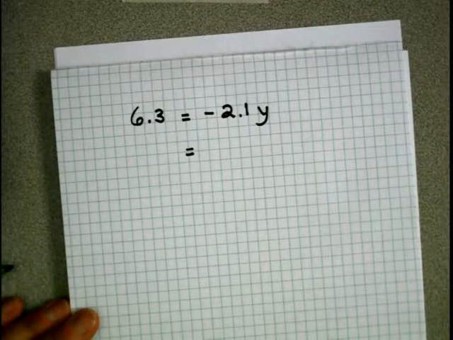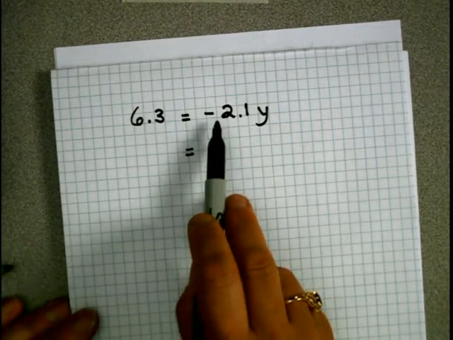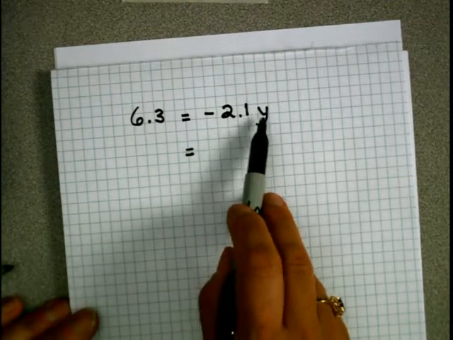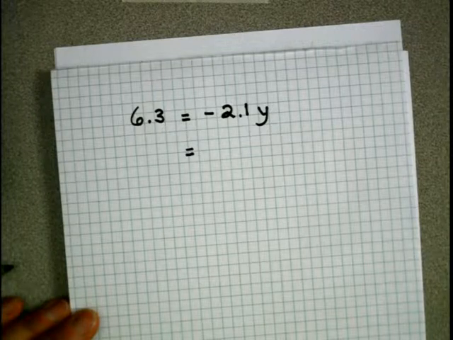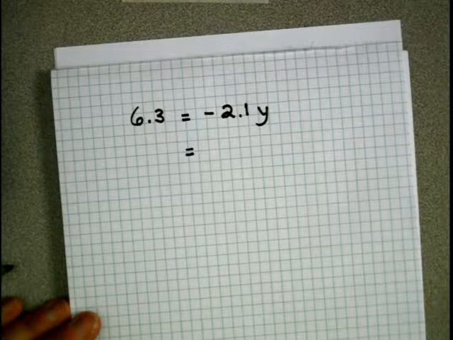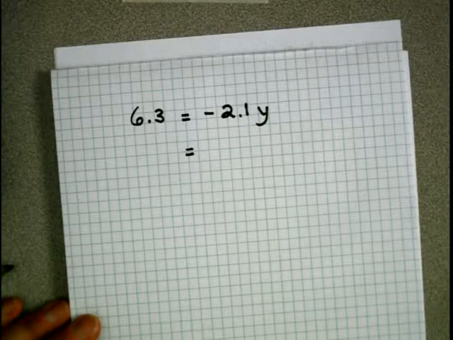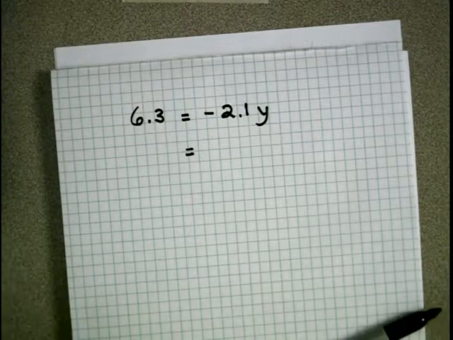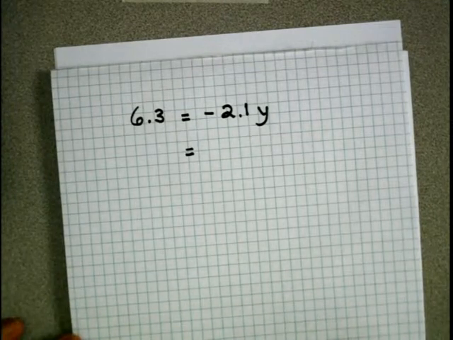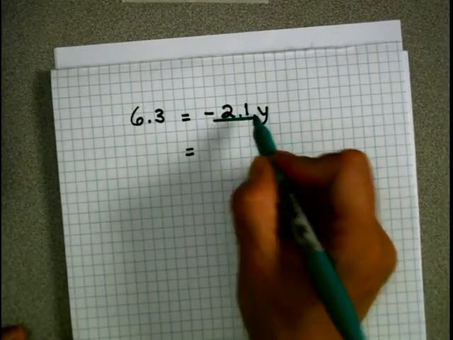And so we can see here that 6.3 is equal to a negative 2.1 times y. Even though there's no multiplication symbol there, the fact that the 2.1 is multiplied is implicit there. It has the y right beside it. So what we need to do is isolate y by using an opposite operation. And of course, if something is multiplied on, we are going to use division to get rid of it.